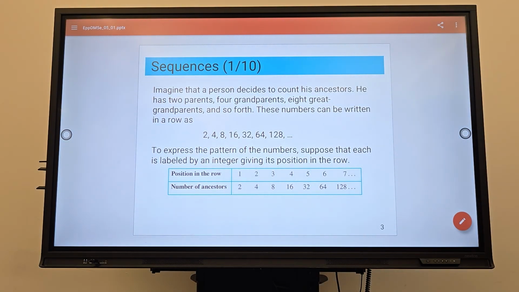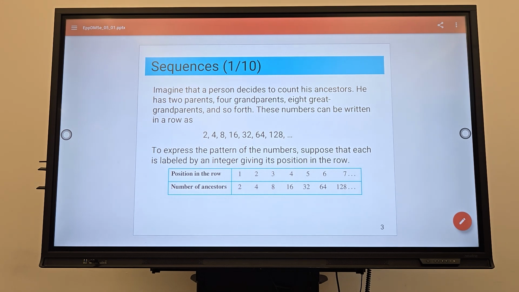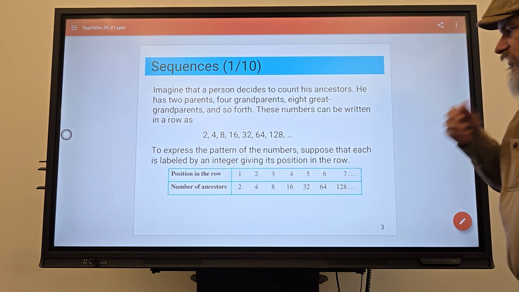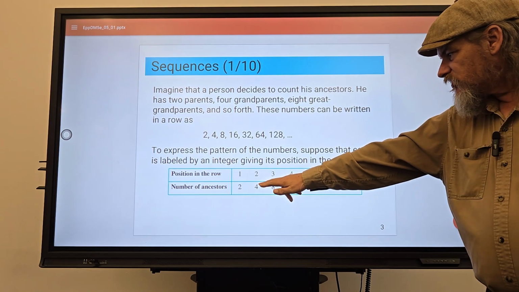Imagine that a person decides to count his ancestors. He has 2 parents, 4 grandparents, 8 great-grandparents, and so forth. These numbers can be written in rows as shown here. To express the pattern of the numbers, suppose that each is labeled by an integer given its position in the row. 1, 2, 3, 4, so on and so forth. The number of ancestors in the second row.